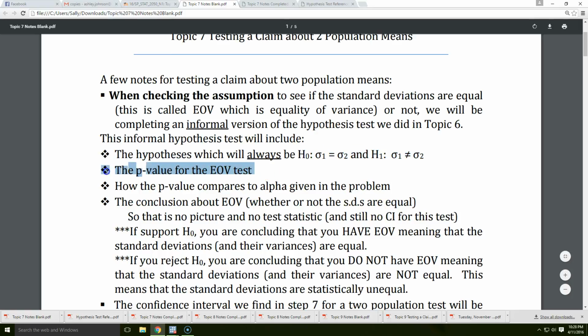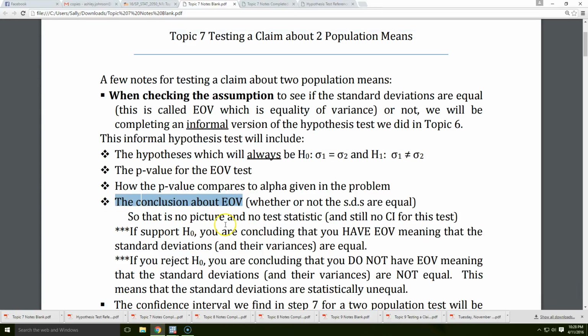The p-value, how the p-value compares to alpha. So is it bigger or smaller than the alpha from the problem? And then your conclusion about EOV. So are you concluding that the standard deviations are equal, or are you concluding that they're unequal?